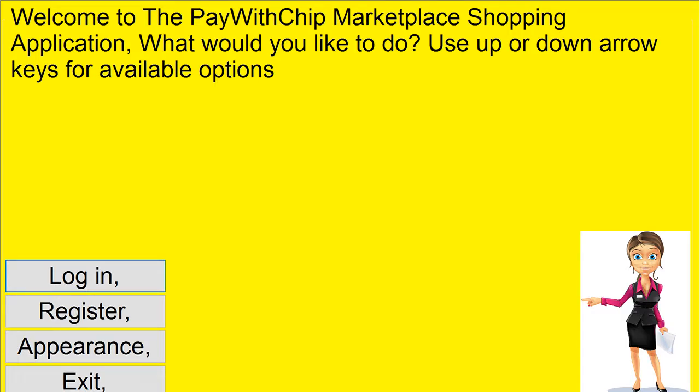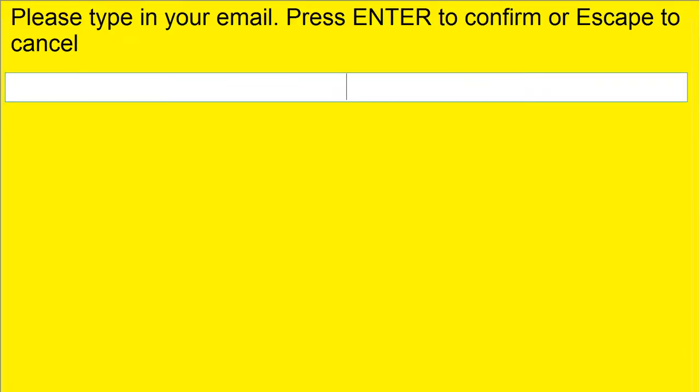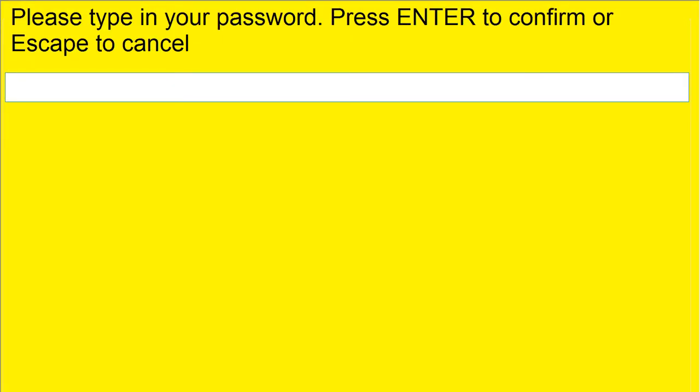It defaults to the very first option on that screen, which is login. You'll also notice that that is what is selected. I'm going to hit enter to begin the login process. The first question I'm asked is my email address, so I'm going to type that in. I'm going to hit enter to confirm that I've typed in my email address. The next question that I have to answer is my password. After I've entered my password, it tells me that I need to push enter to confirm or escape to cancel.